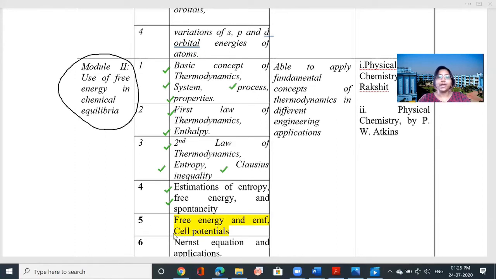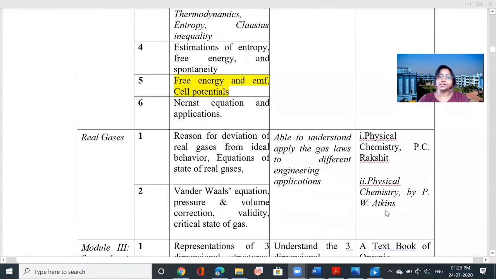Now, today I will tell about free energy, EMF, and cell potential. These are part of electrochemistry, under the module, the use of free energy in chemical equilibrium. Here we will also calculate the potential and the energy, so we can calculate the Gibbs free energy from there. First of all, we need an idea about the cell electrode, electrochemical cell, and electrolytic cell, and we have to calculate the cell potential. Then we can calculate the cell EMF as well as the free energy. So let's look into the chapter. One by one, I will discuss all these things.